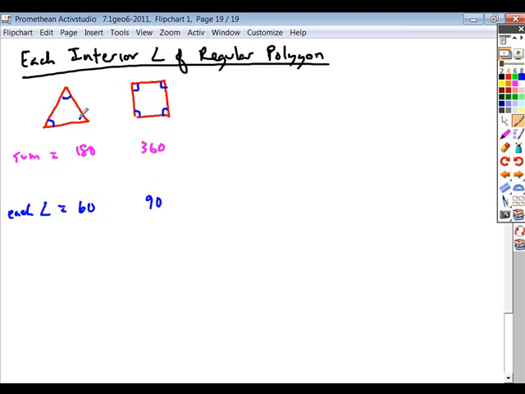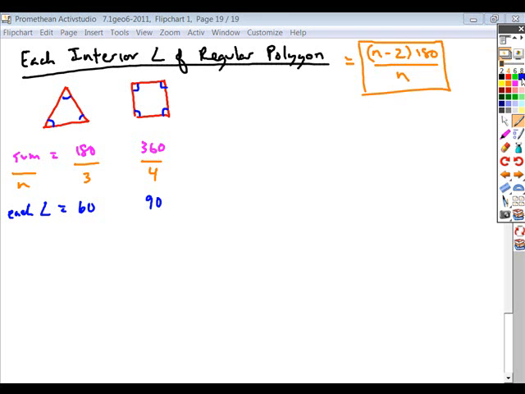So what did we do to get from the sum of the angles to each individual interior angle? We took the sum, divided by what? Divide by the number of sides. So the number of sides is 3, number of sides is 4. And so this gives you your general rule. Each interior angle of a regular polygon is equal to the sum of the angles, which is (n minus 2) times 180, we talked about that last class, divided by the number of angles, or the number of sides. And so this is your formula for finding what each interior angle of a regular polygon is.